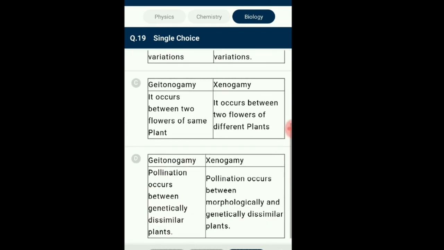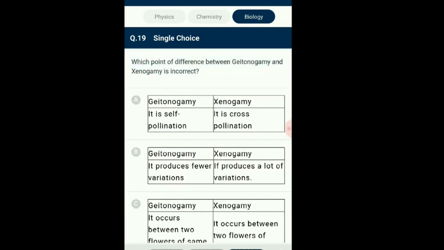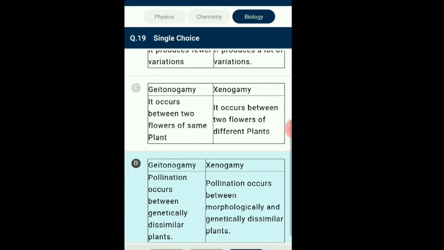So the answer is option D. Geitonogamy, pollination occurs between genetically dissimilar plants. Xenogamy, pollination occurs between morphologically and genetically dissimilar plants. So that is the incorrect one about geitonogamy and xenogamy.